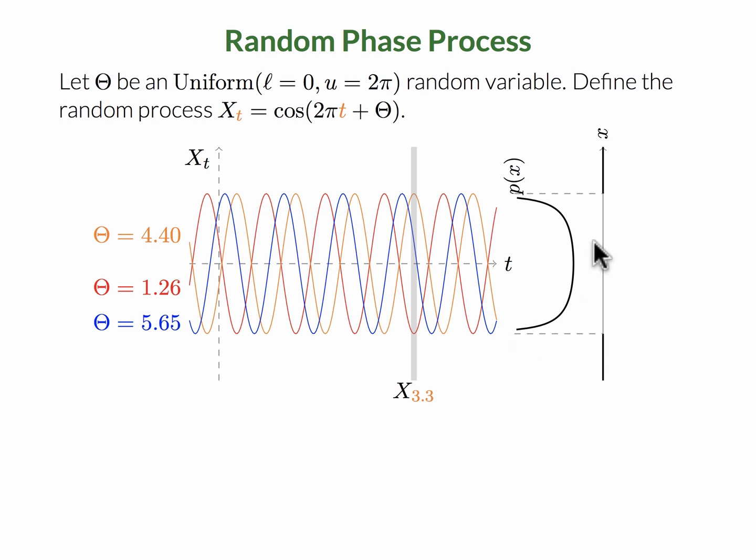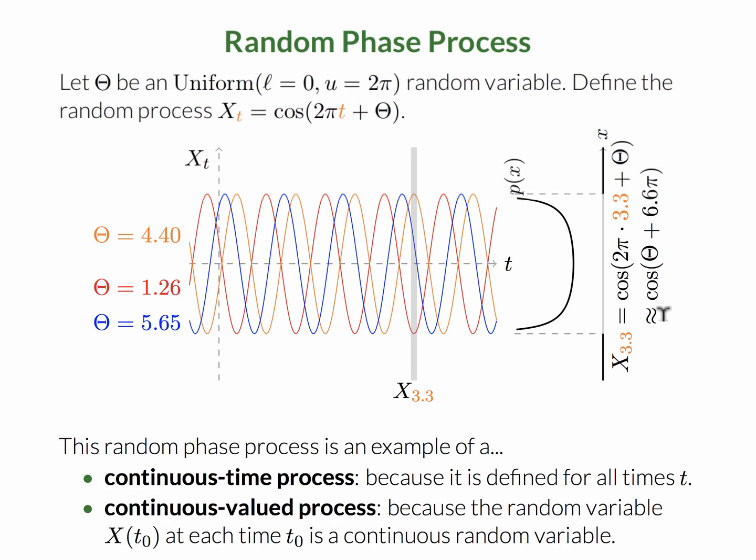Now, how did I figure out that this was the PDF for this random variable? Well, I simply plugged in 3.3 for t in the definition of this random process. And I found that this random variable is equal to cosine of theta, my uniform random variable, plus a constant 6.6 pi. This is a transformation of a random variable whose distribution I know. So I can find the PDF of this random variable by first finding its CDF and then taking the derivative.